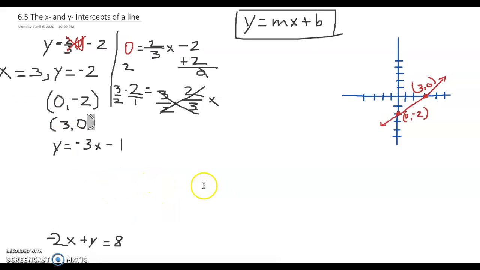The next one we're going to go over. Let me see if I can bring this up. Oh, I missed it right here. I apologize for the mess.